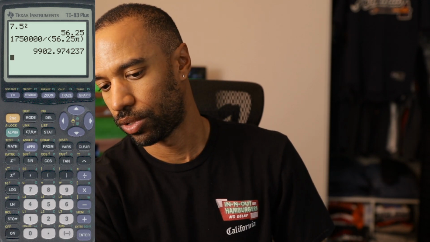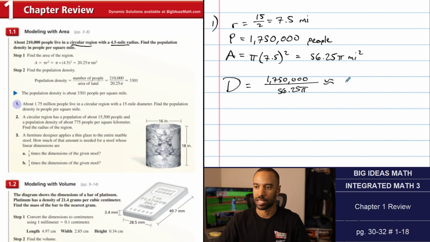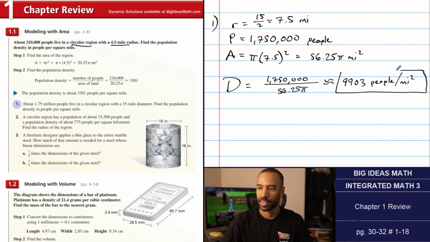Now I'm going to round to the nearest person, so I'll do 9903. So let's write the units out for that as well. So this density is about 9,903 people per square mile. All right, that's our number 1. A little bit of work, a little bit of talk, but we made it. Let's go to number 2.